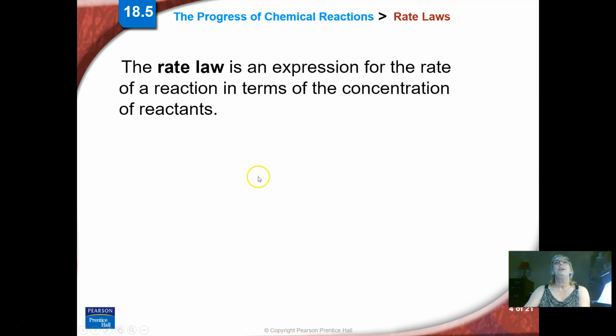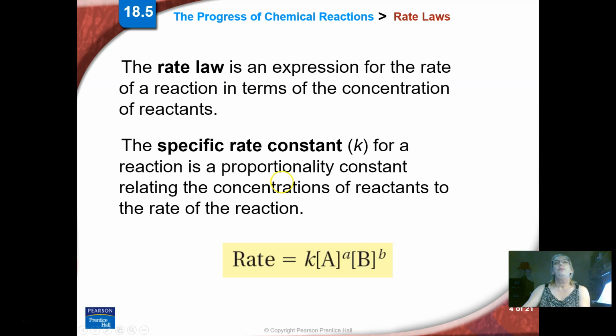So the rate law is an expression for the rate of a reaction in terms of the concentration of reactants. We have a constant K that we use in this rate law, and remember the molarity of the reactants, each raised to its exponent from the balanced equation. So this is the rate constant, and this right here is the rate law for this chemical reaction.